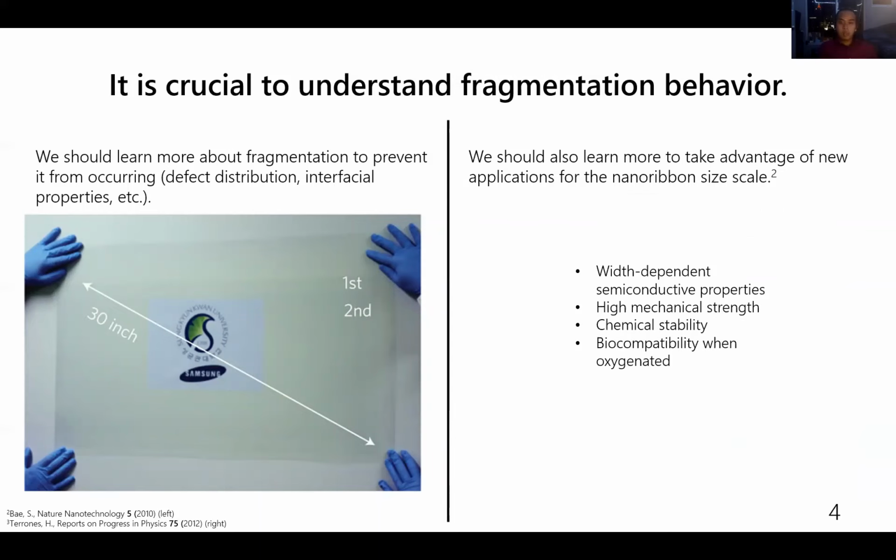As you can see here, nanoribbons of graphene actually have semiconductor properties and higher mechanical strengths and chemical stabilities, as well as biocompatibility. So basically, understanding fragmentation may help us to find newer applications for graphene of different shapes and sizes.